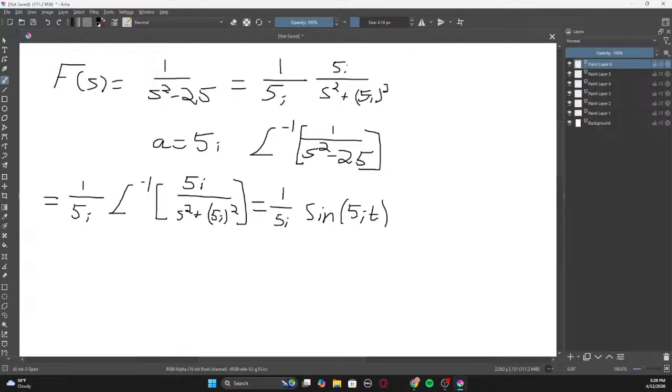So I guess we'll go check if this is correct. Maybe it is, maybe it isn't. I'm worried that this won't be correct, but maybe it will be. Let's test it out. So we have sine of 5i t.